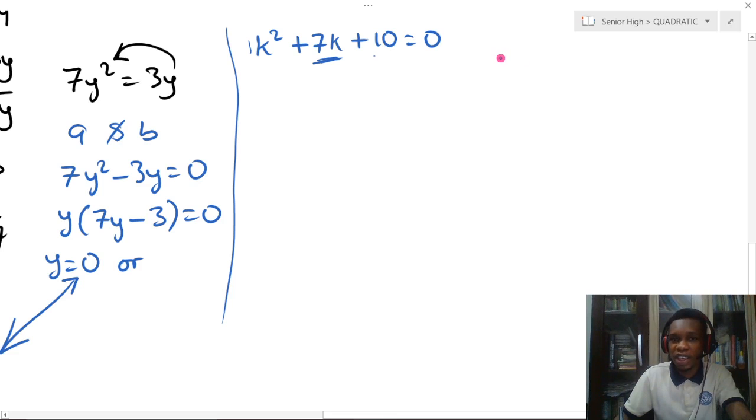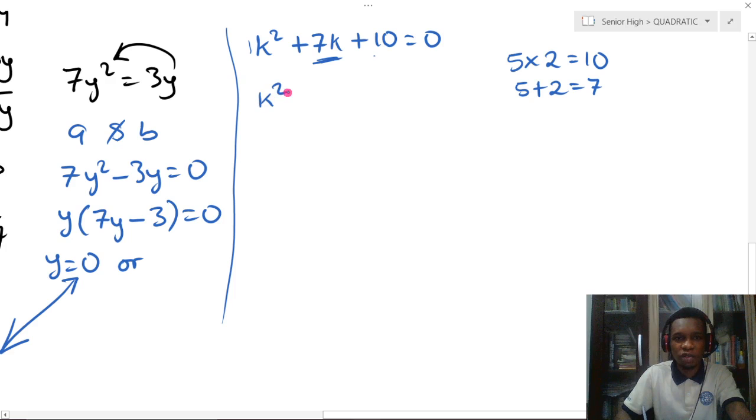We know that 7 is a prime number, so definitely there will hardly be any other option. So if we take 5 times 2, we know that we can get 10, right? And when we say 5 plus 2, what do we have? 7. So it works out well. So we know our values are positive 5 and positive 2.